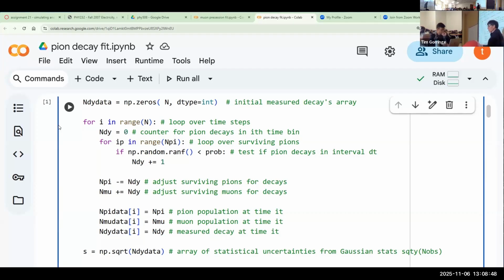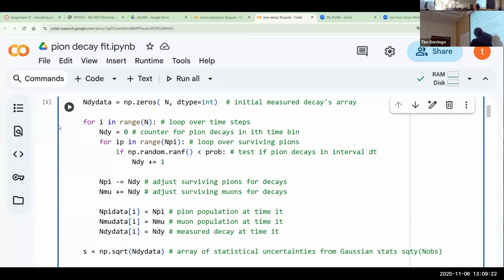So the first time I go through the loop, I'll be asking this question to my entire collection of pions. But as time evolves, because pions are decaying and muons are accruing, I'll only be asking this question about the surviving number of pions. So I've not only got to count the number of decaying particles, but I must keep track of the number of surviving pions, because only those ones can later on decay.